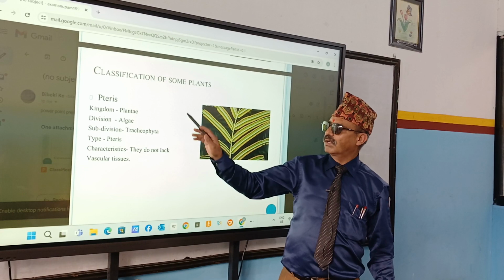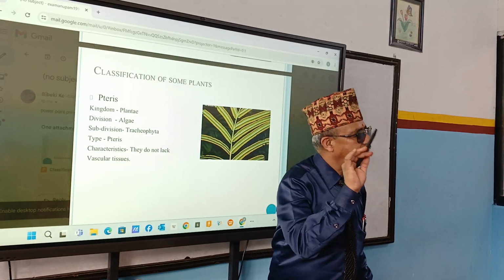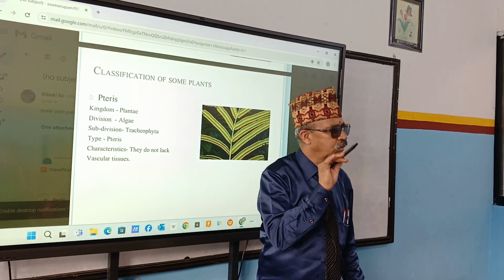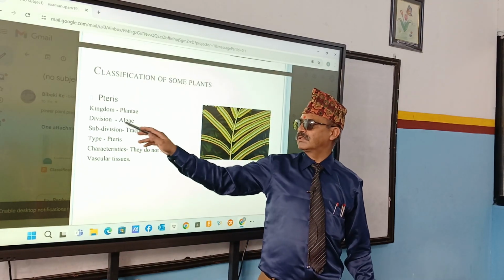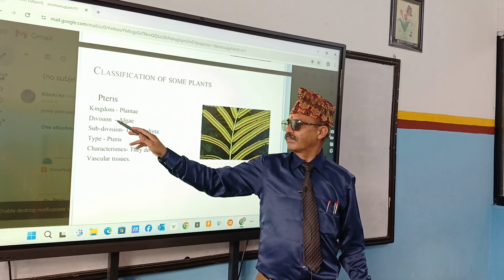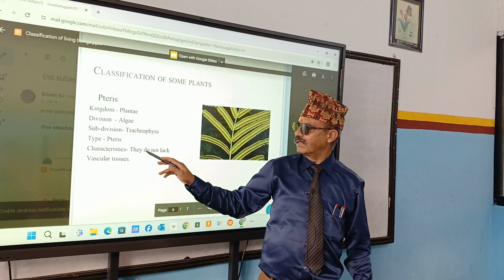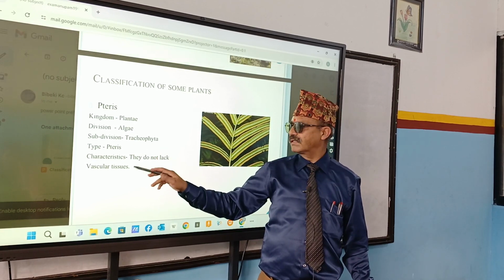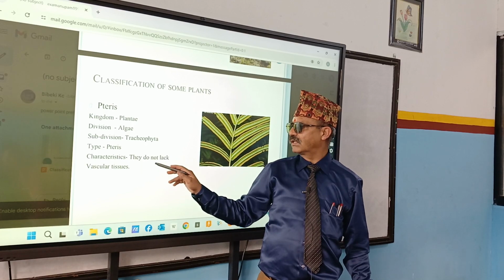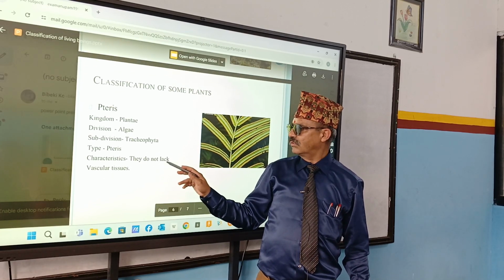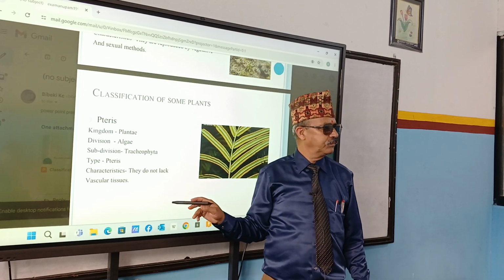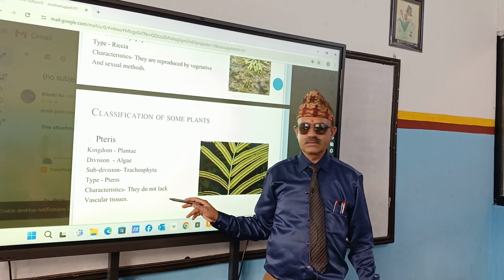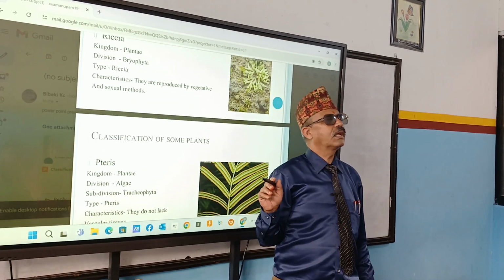It became a mistake because one thing to remember, only Tracheophyta has subdivisions. What are they? Pteridophyta, Gymnosperm or Angiosperm. So if you write your division as algae, it becomes wrong. It should be Tracheophyta, subdivision Pteridophyta, type Pteris. Characteristics: they do not lack vascular bundle, meaning they possess vascular bundle, or their young leaves are circinate. Pteris and fern are similar.